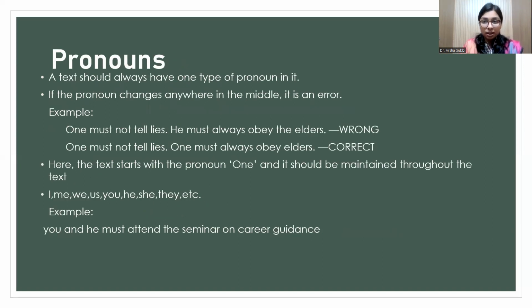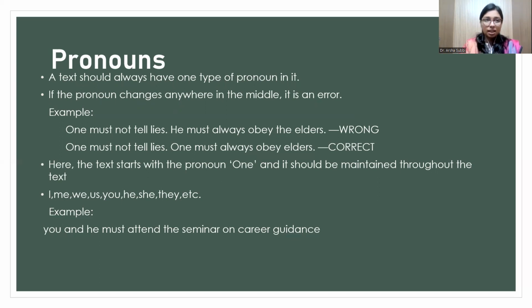Moving on to pronouns. A text should always have one type of pronoun in it. And if the pronoun changes anywhere in the middle, it is an error. So we have two sets of example sentences here. "One must not tell lies. He must always obey the elders." And we have the second: "One must not tell lies. One must always obey the elders." So that is the change of pronoun that we have in the first. The text starts with "one," and it should be maintained throughout the text.